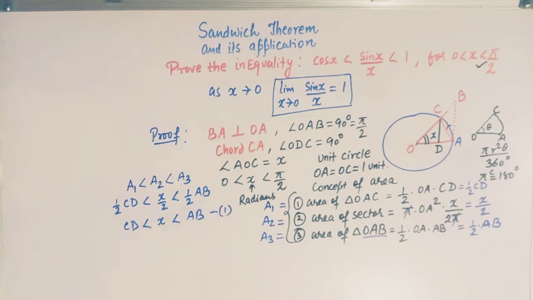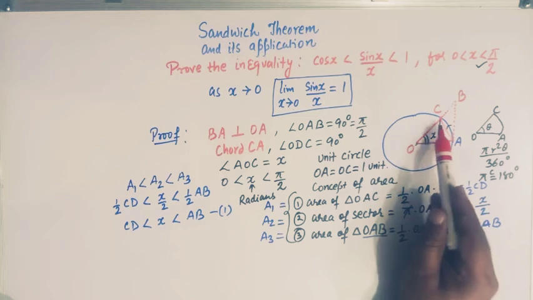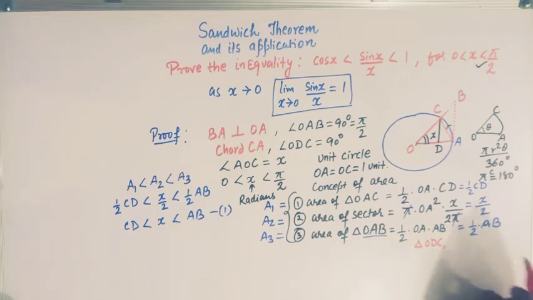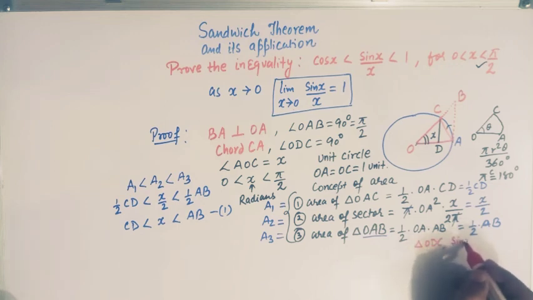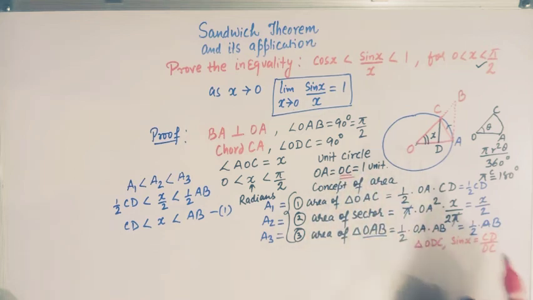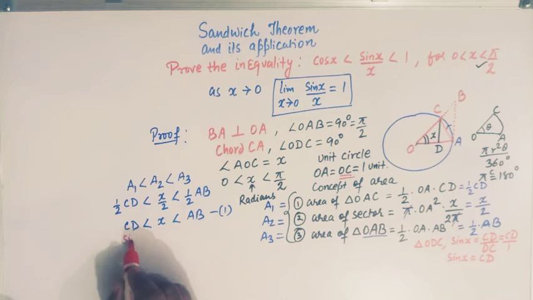Okay, now we have to find the value of CD, right? CD from the triangle ODC. So we see that in triangle ODC, if we apply the trigonometric ratios to this triangle, sine of x can be written as CD divided by OC. CD is perpendicular, OC is the hypotenuse, and OC is 1 unit, so we are left with only CD divided by 1, so we have sine x is equal to CD. Clear? So we can substitute sine x here for CD.